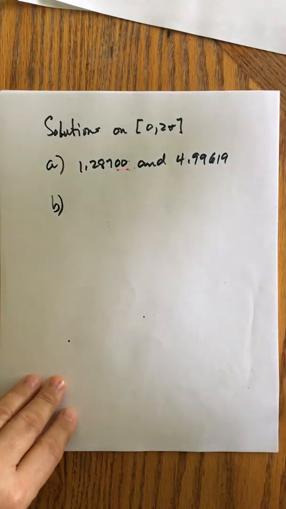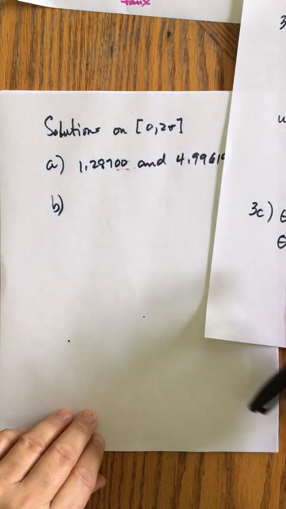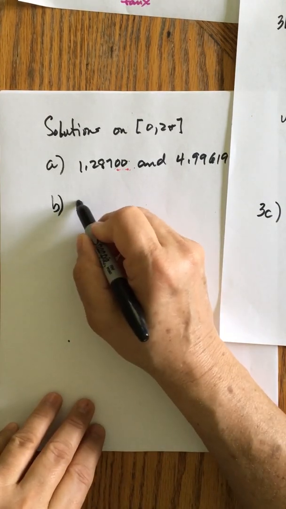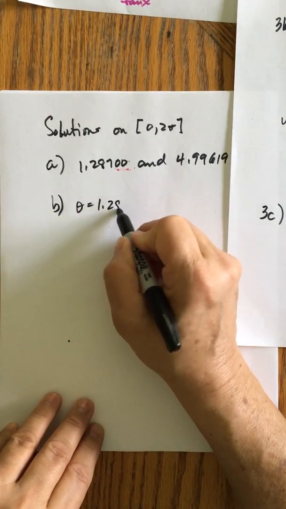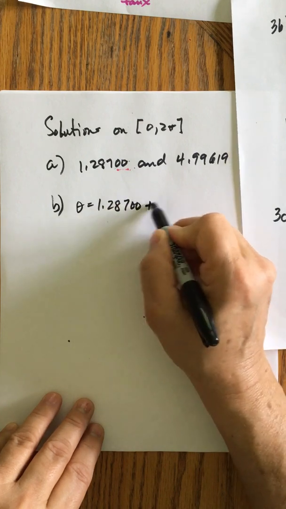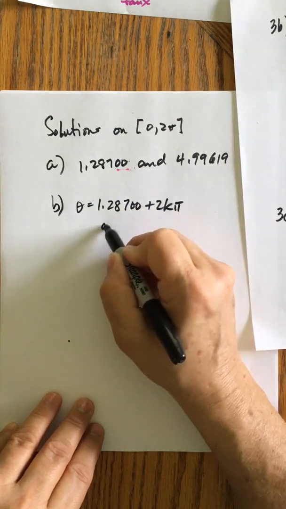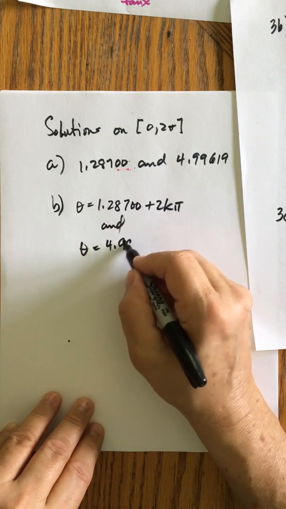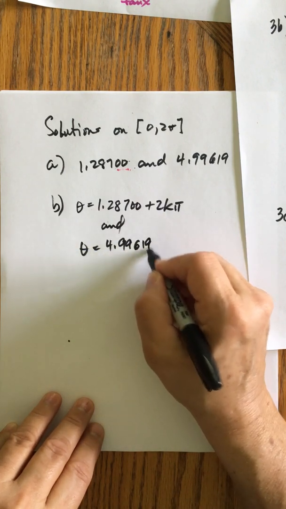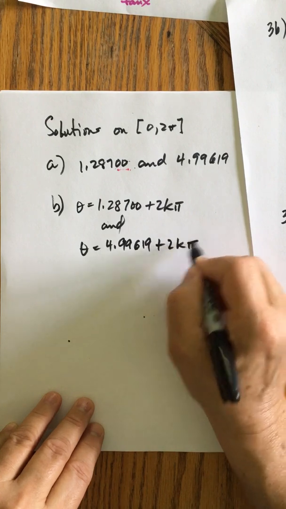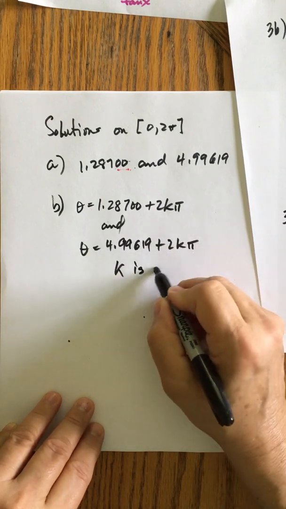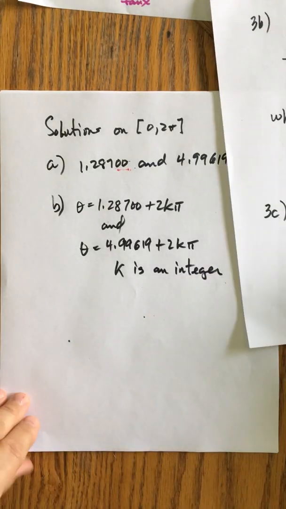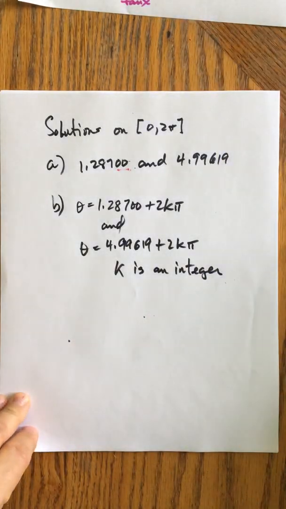Then B, if I'm looking for all real solutions, I've got to get them all. Well, that's really our answer from 3C. That's what I call the generators, but that's just my terminology. So I would say theta equal to 1.28700 plus 2k pi, and 4.99619 plus 2k pi, understood, k is an integer. Okay? So that's part B.